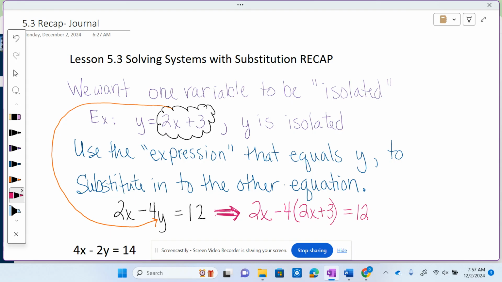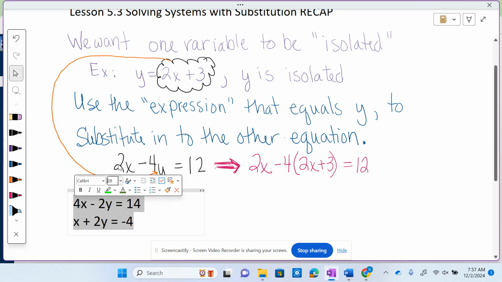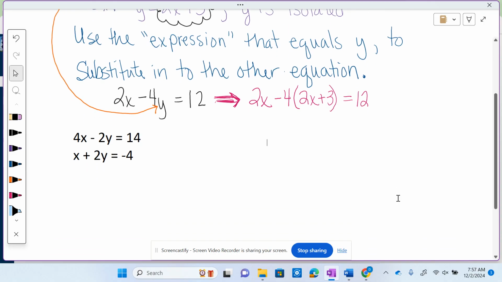So we're going to use this idea of looking for a variable that's isolated and substituting that in to the second equation. So the system that we're working with is represented by the equation 4x minus 2y equals 14 and x plus 2y equals negative 4. Tyler, are you good with the words or are you still writing those down? Okay.